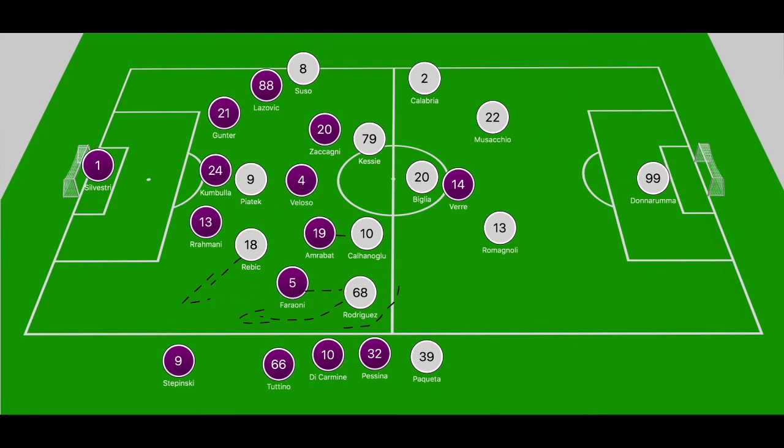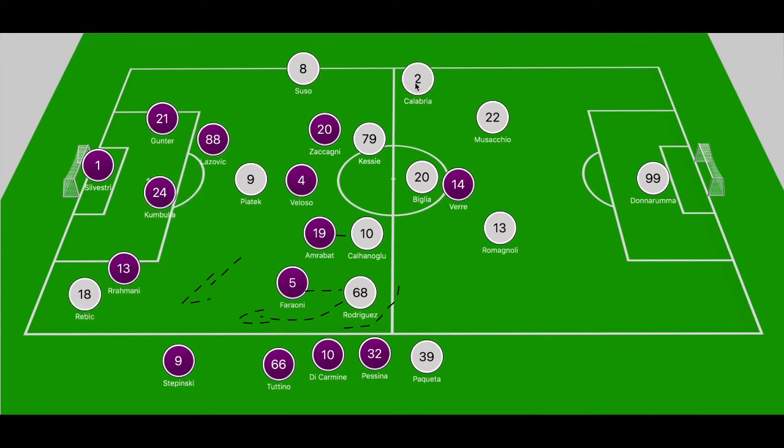So what we see here is Rodriguez pokes the ball beyond Ferroni into Rebic, making the run into that space, and he's able to drag the ball to the byline, and his cross is cleared by both Kumbula and Lazovic into the path of Calabria, and he's able to chest the ball down and fire a low effort off the post. Milan's best chance of the game, Rebic making runs in behind.